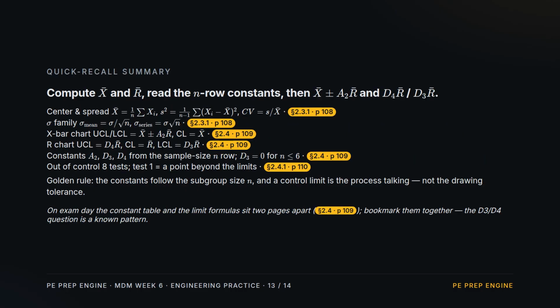Quick recall. Compute the grand mean and R-bar. Read the constants off the sample size row. Then the X-bar limits are the grand mean plus or minus A2 R-bar, and the R limits are D4 and D3 times R-bar. Sample statistics use n-1. The standard deviation of a mean shrinks as root n. And the golden rule: a control limit is the process talking, not the drawing tolerance.